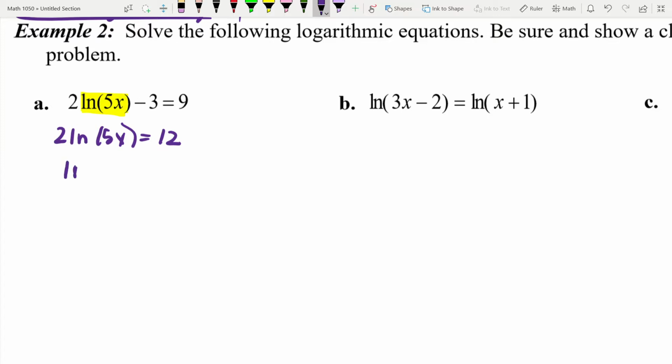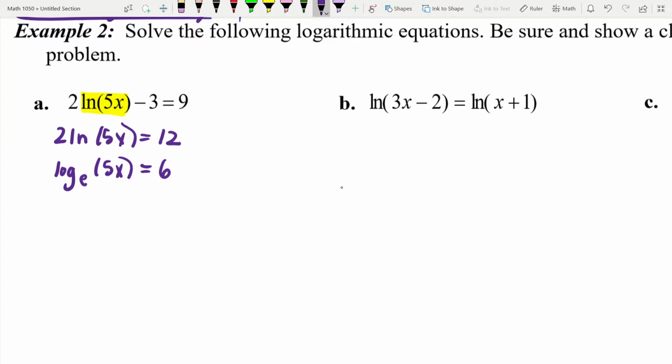Divide by 2. So you have ln 5x equals 6. This is why I write ln as log base e for you, because I think it's much easier for you to see. If I wrote that as log base e of e to the 5x, what am I going to ask you right now? Are we stuck? Yes, we are. So now I'm going to convert it.